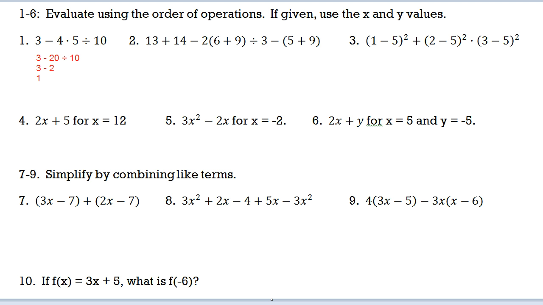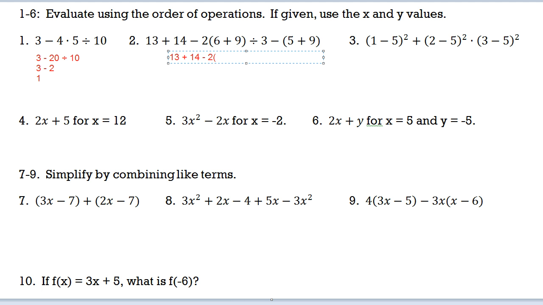Number 2, order of operations tells us we should do parentheses first. I see 2 sets of parentheses, so let's make sure we use them. Let's leave everything else the same. Now, we're going to start with a 13 plus 14.